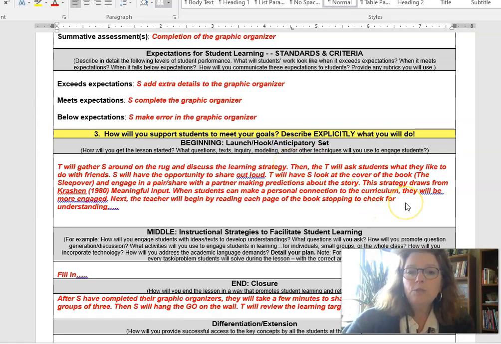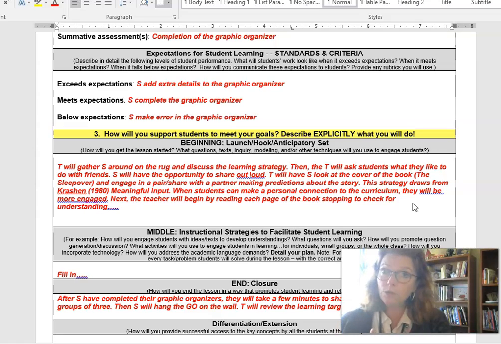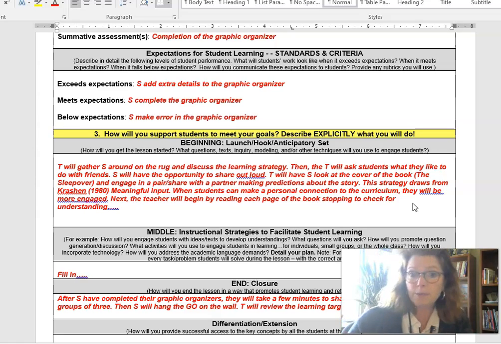Then the teacher will ask students what they like to do with friends. Students will have the opportunity to share out loud. Teacher will have students look at the cover of the book, the sleepover, and engage in a pair share with a partner, making predictions about the story. So you can see, when we write about the lesson plan, we're just writing enough that if you're not there, a substitute could follow along these plans. And this is what I have.